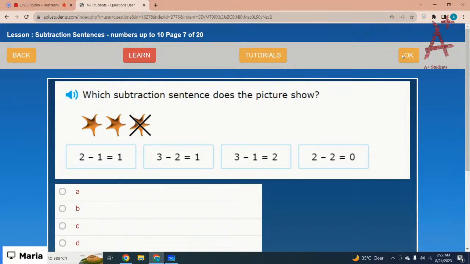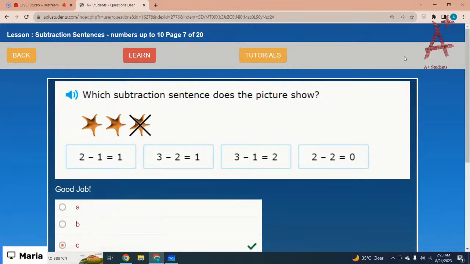That would be 5 take away 3 and you are left with, sorry, 3 take away 1 and you are left with 2. The correct option is 3 take away 1 equals 2. That would be option number C is the correct option.